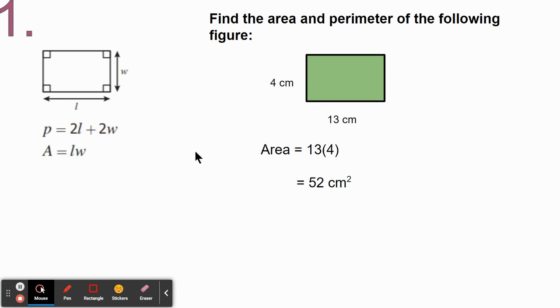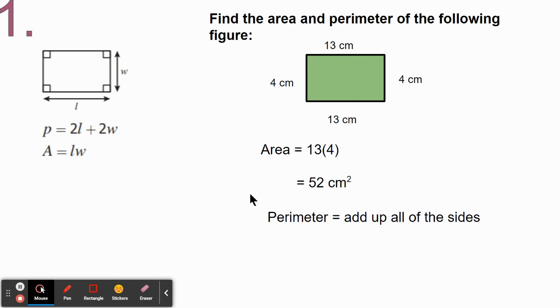Okay, and so perimeter, while we do have a formula for perimeter, the formula that I like to use for perimeter is just to add up all of the sides. So let's add up all of the sides. If this side is 13 centimeters, the properties of a rectangle says that this side is also 13 centimeters because those are congruent. And if this side's 4 centimeters, the opposite side is also 4 centimeters. Okay, so now we have all sides of the rectangle.